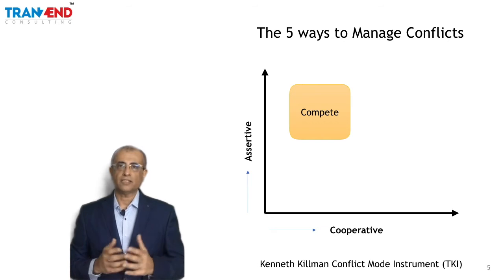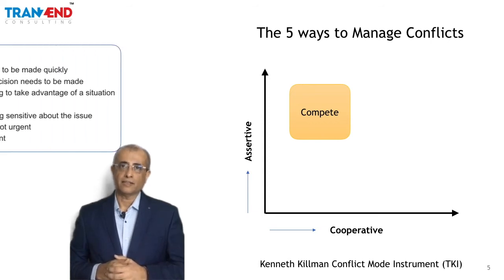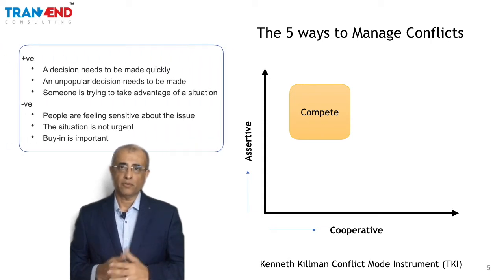So let's understand which are the situations where competing could be a good idea to resolve conflicts. So let's say a decision has to be made very quickly around the kind of discount to be given to a client. It's a matter of a day and you have to give that discount. You are approving a 5% discount while your team members are asking for 10%.